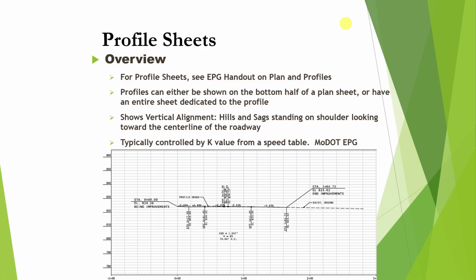Profiles can either be shown on the bottom half of the plan sheet or have an entire sheet dedicated to the profile. It shows the vertical alignment, the hills and sags, standing on the shoulder looking toward the center line of the roadway, typically controlled by the K value from a speed table, and we'll talk more about that.